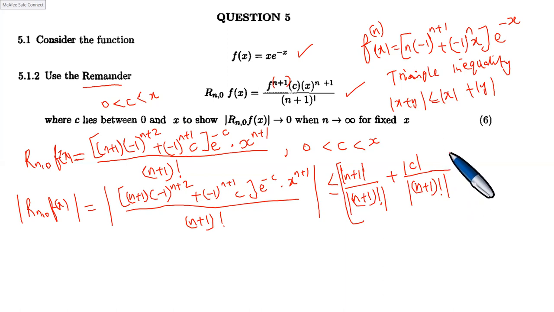And then you have e to the minus c times x to the n plus 1, like this. Okay, this is fine. It's less than or equal to because of the triangle inequality. We have allowed the modulus to have an effect on each of the terms in the sum. So if it affects each of the terms in the sum, then we have the triangle inequality like that. Now we are in a position to take the limit of this.